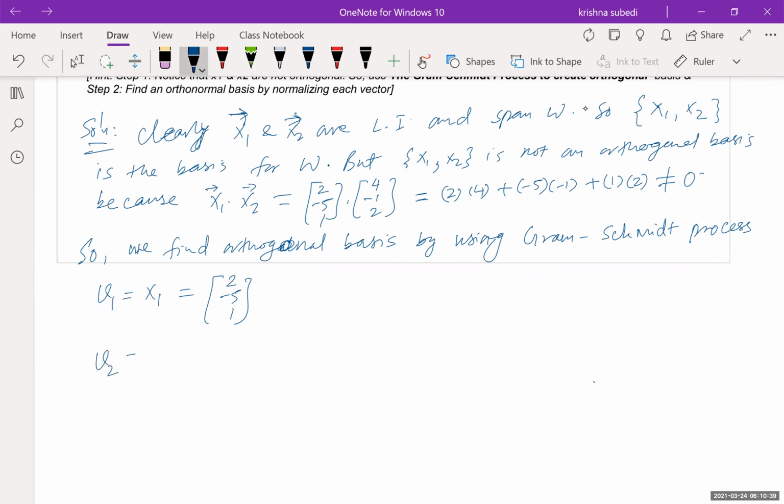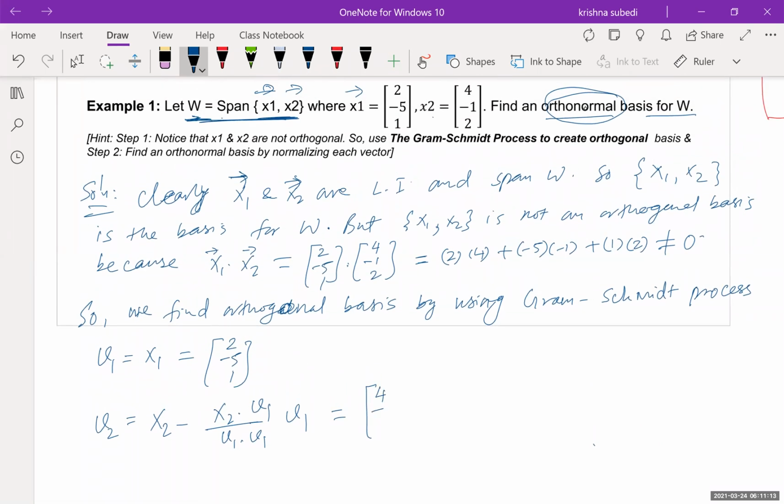Now let us create v2. According to the formula, v2 is x2 minus... hold a second. The formula is x2 minus (x2 dot v1 over v1 dot v1) v1. That is the formula. So let us calculate this. x2 is (4, -1, 2) minus ((4, -1, 2) dot (2, -5, 1)) over ((2, -5, 1) dot (2, -5, 1)) times (2, -5, 1). Okay, so let us calculate this.